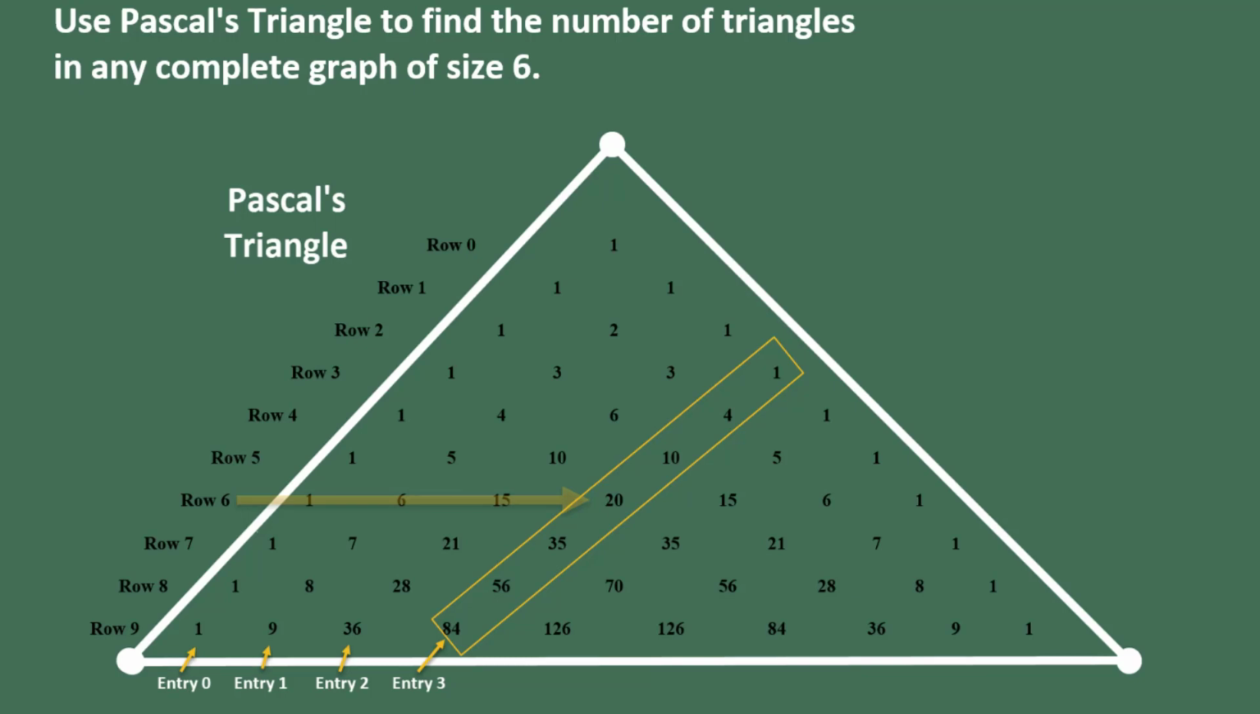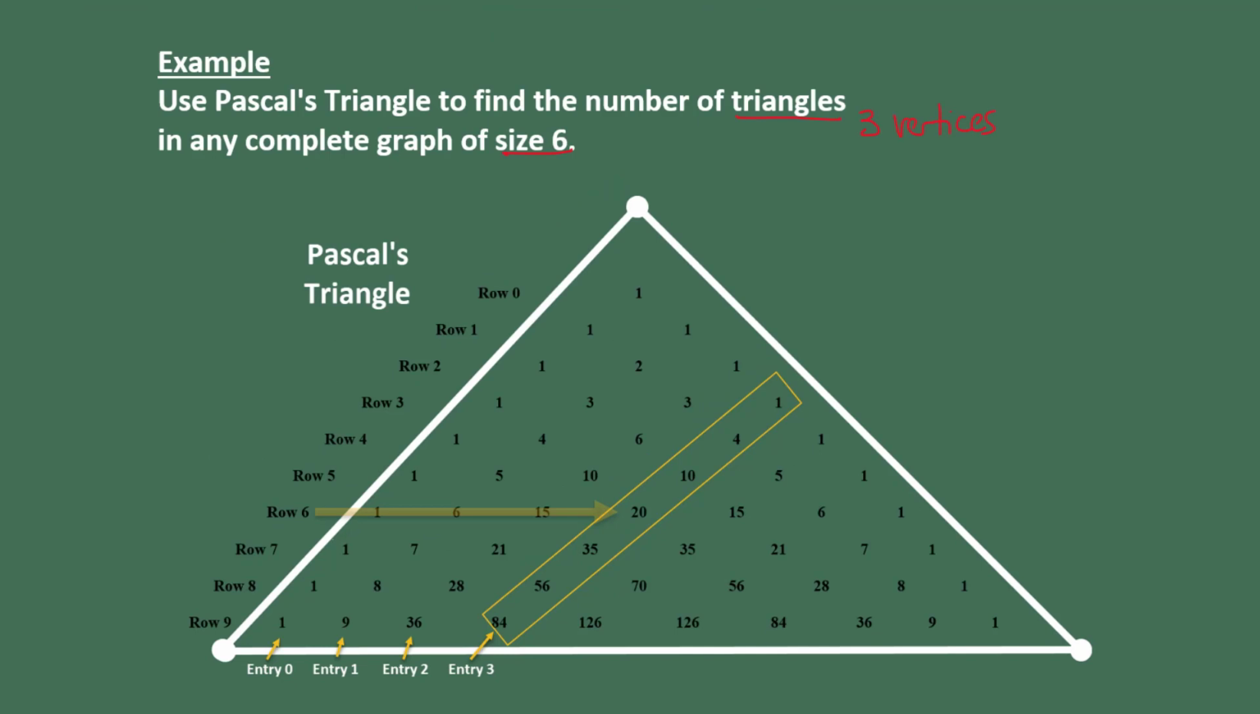All you do is, since we're looking for triangles which have 3 vertices, and if we know the size of the complete graph, in this case 6, then we're going to look at the third entry in row 6. So you can see here the third entry in row 6 is actually 20, which is the same value that we found before.